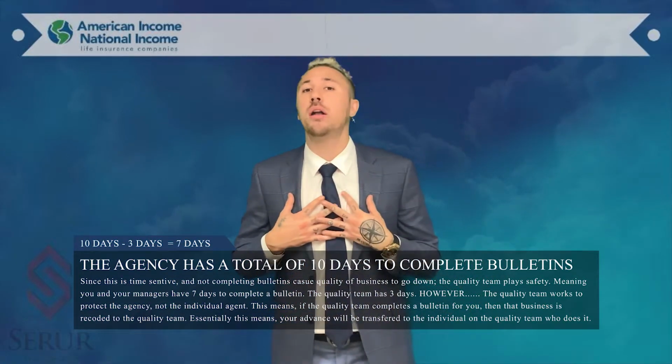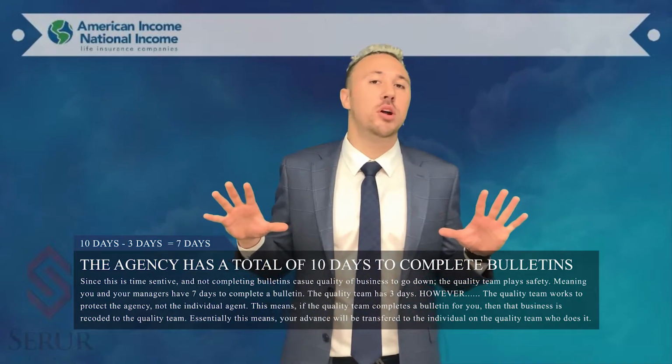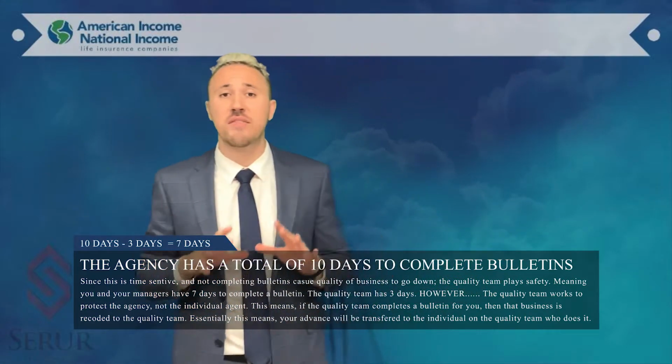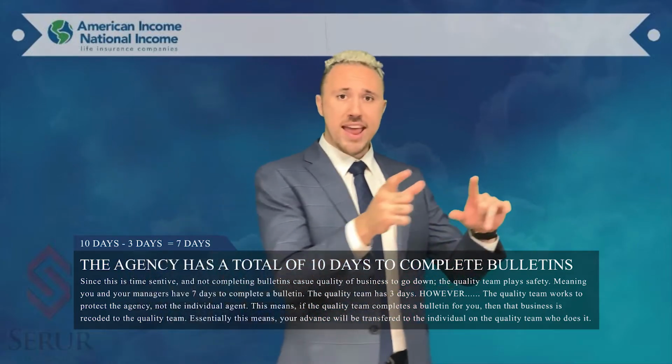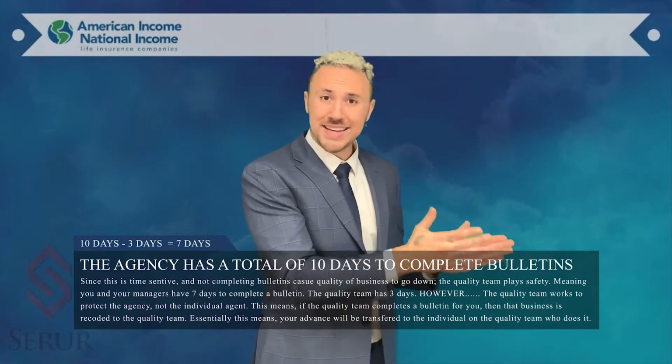Now, seeing that you have 10 days before this goes incomplete, the way that our system works within the agency is that we're going to give you 7 days to complete this bulletin. Being in the quality department, we actually don't even work these bulletins for 7 days. So you have 7 days when they come out. All right, we have the 3 days after those 7 days to work them as a quality team, right? Because we have 10 days total.